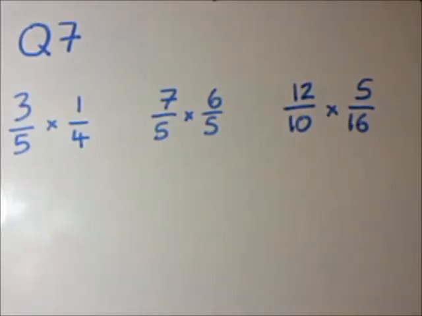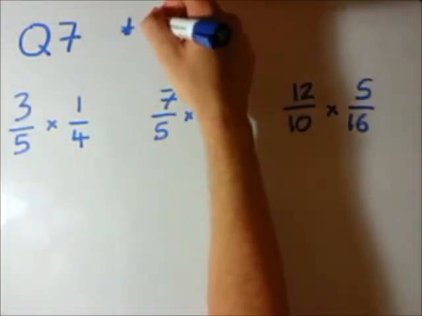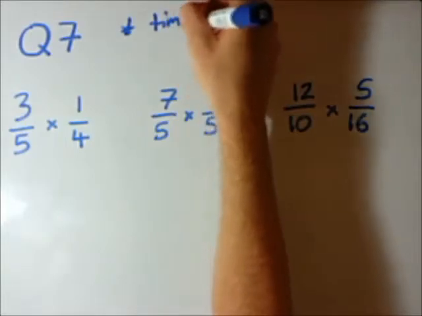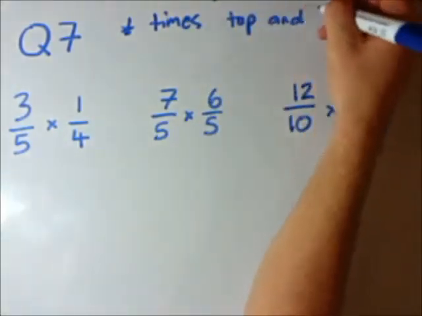Question 7. Now we've advanced past addition and subtraction of fractions, and now we're going to look at multiplying fractions. Well, I've got some good news for you here. It is way easier than addition and subtraction. It actually goes pretty simple. So the golden rule for these is times or multiply top and bottom.